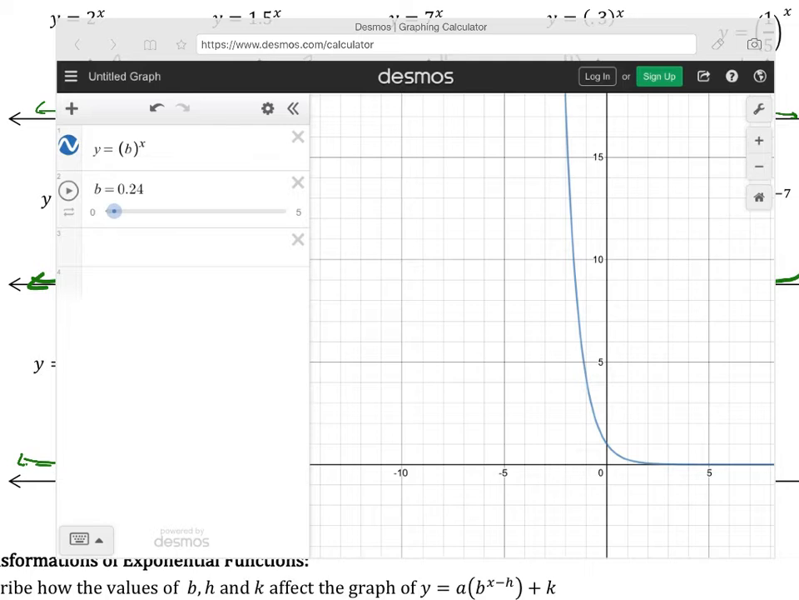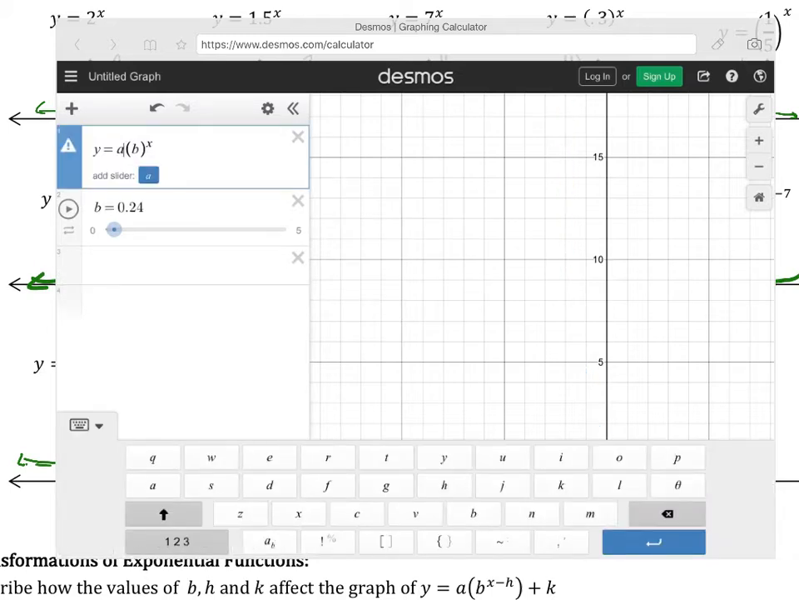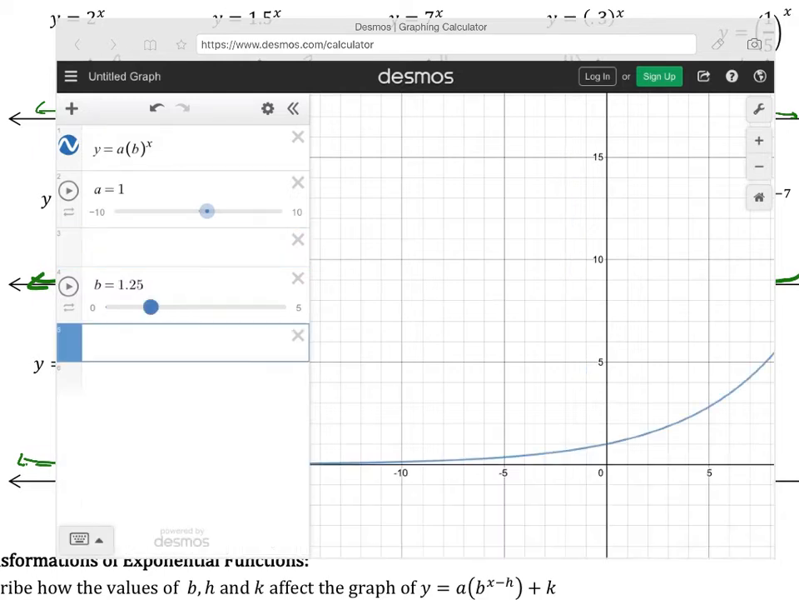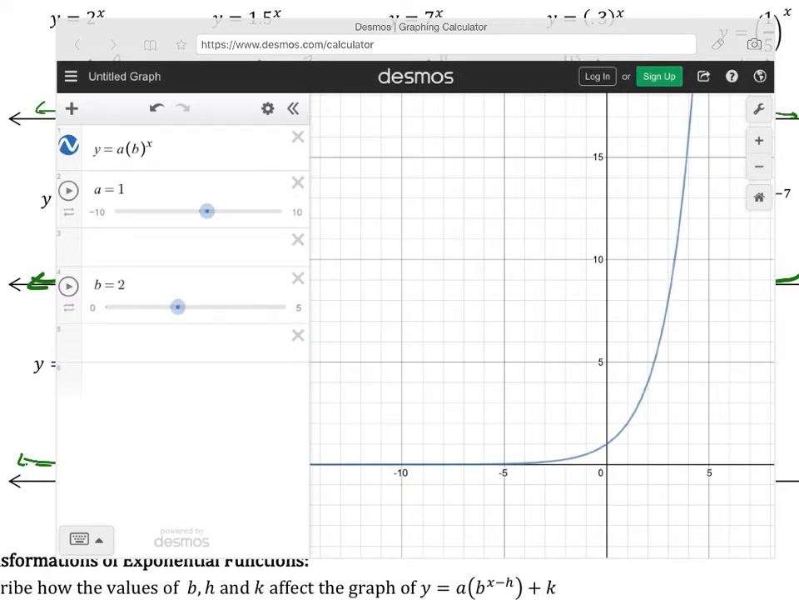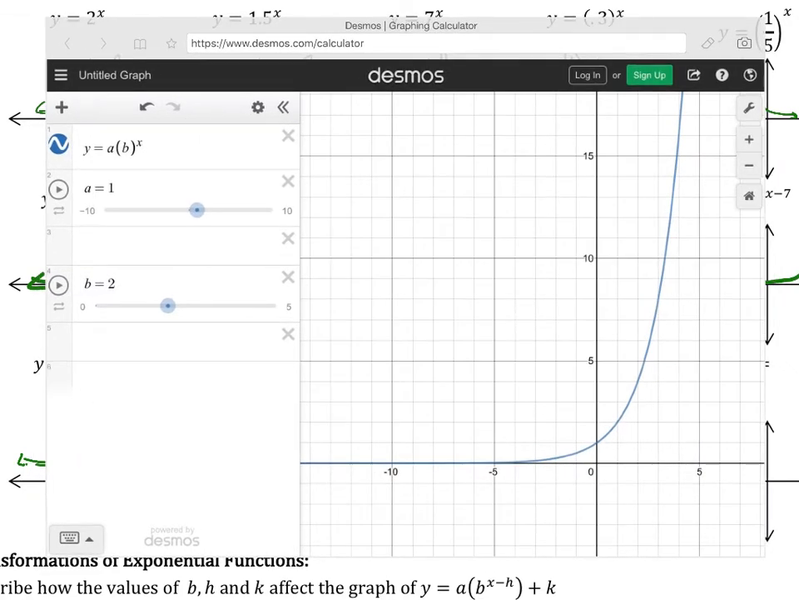Well, what happens when we put a number out here in front? So let's put a number, let's call it A here, and we'll add a slider for A. Let me put this back to 2 there. So now A is this number out in front. Notice A is not under the exponent, so the exponent does not affect that. So let's watch what happens.